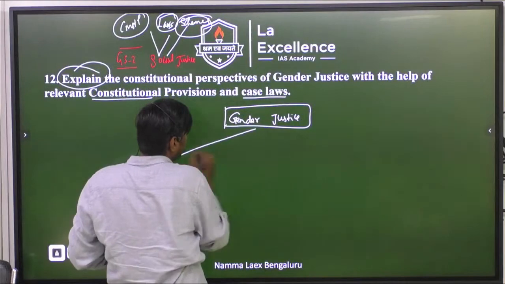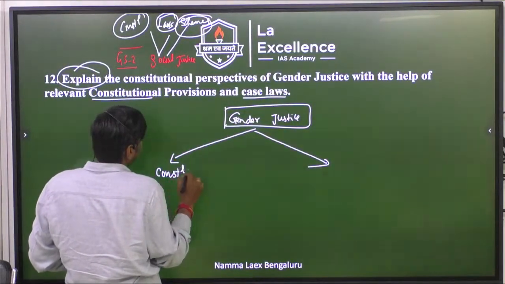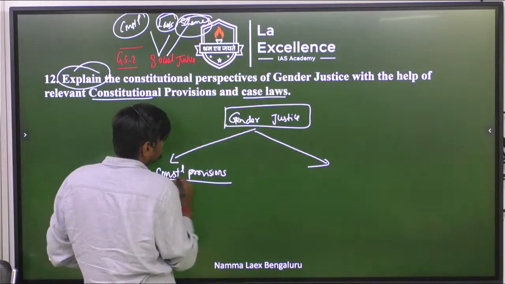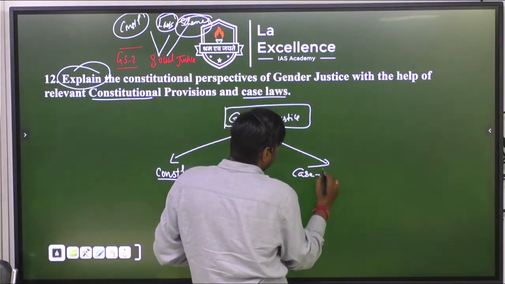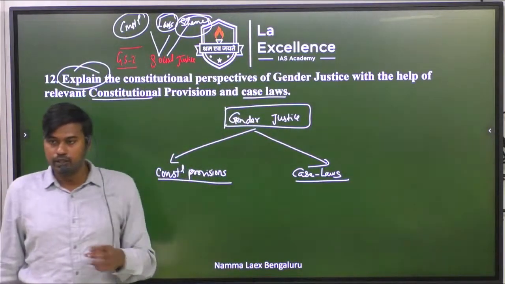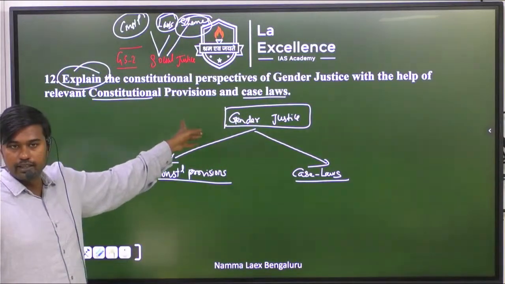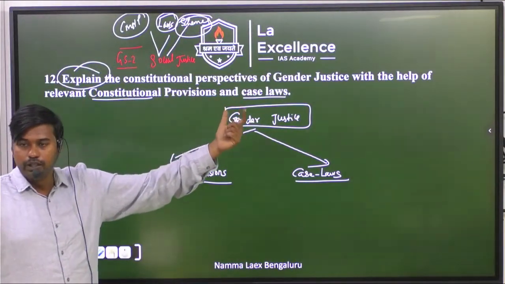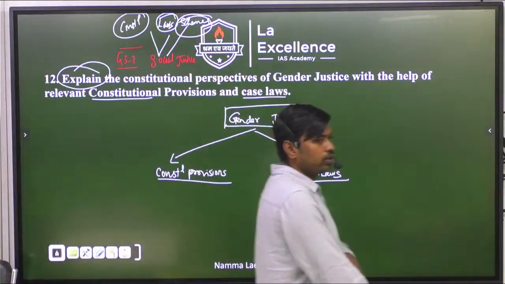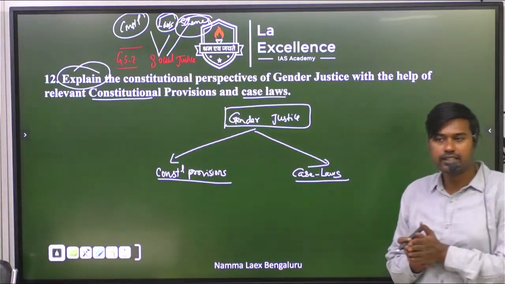So what are the two components? One is constitutional provisions, another is case laws. Is it clear? These two things only they are asking, no? Any other thing they are asking here? Are they asking you to comment on any schemes? No. We are only specific about these two things, and the question is about gender justice. Gender justice means what?